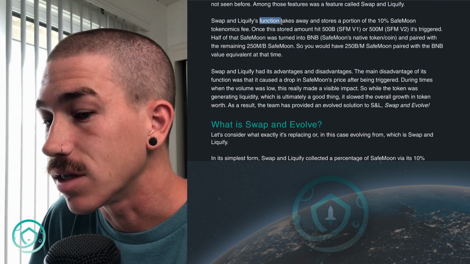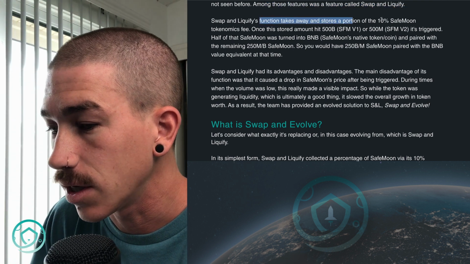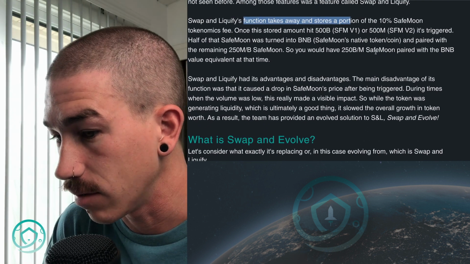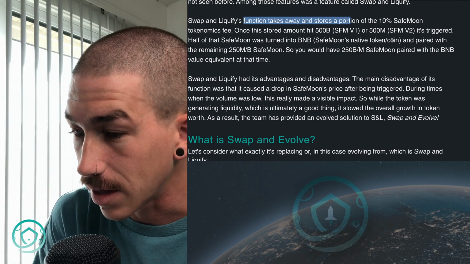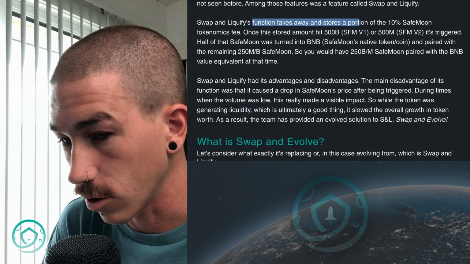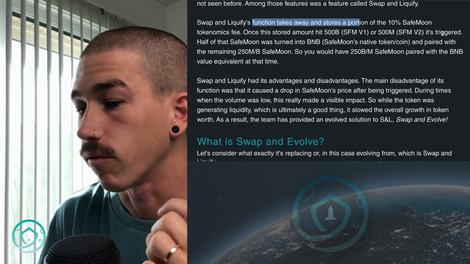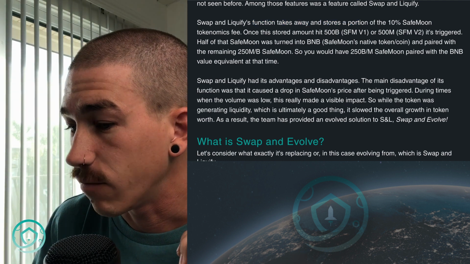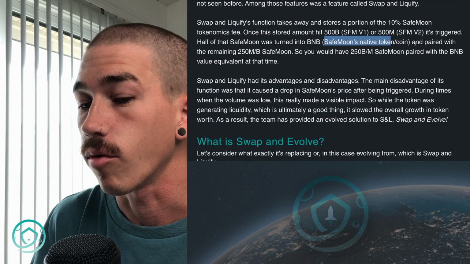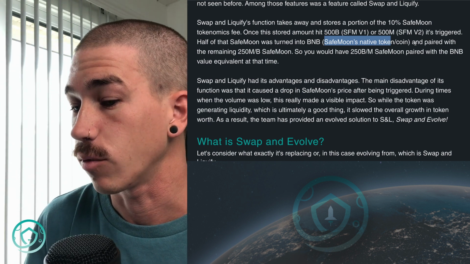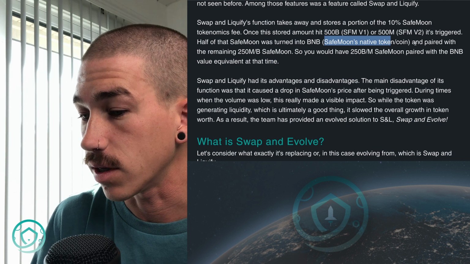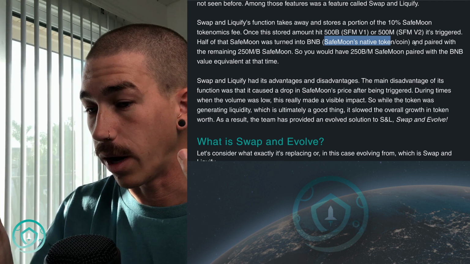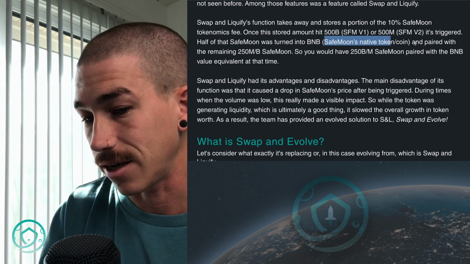Swap and liquefy's function takes away and stores a portion of the 10% of Safemoon tokenomics fee. Once this stored amount hits 500 billion of Safemoon version 1 or 500 million of Safemoon version 2, it's triggered. So 10%, once it hits 500 billion or 500 million, it's triggered. Half of the Safemoon was turned into BNB, Safemoon's native token or coin, and paired with the remaining 250 million or billion Safemoon. So you would have 250 million/billion Safemoon paired with BNB equivalent at the time. So you've got two banks that are paired together of BNB and Safemoon.